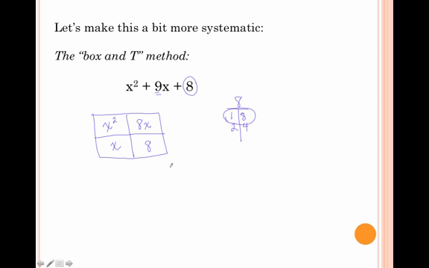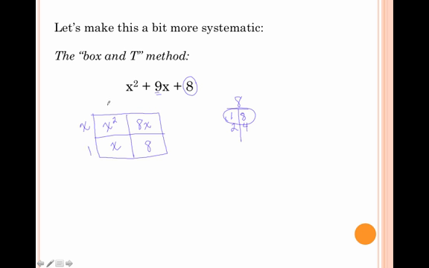Now to see how I get those factors, I'm going to take out the greatest common factor from each square. So going from here, if I'm going across here, I've got a greatest common factor of x. Across this line, I've got a greatest common factor of 1.